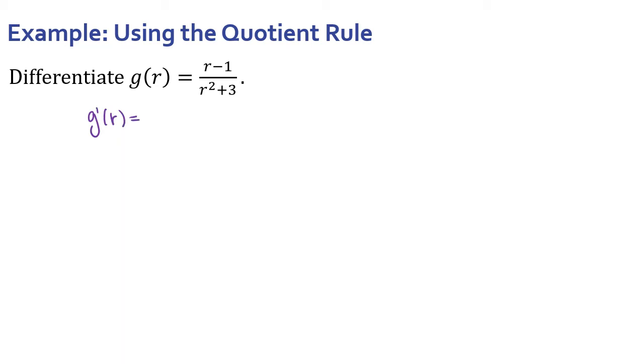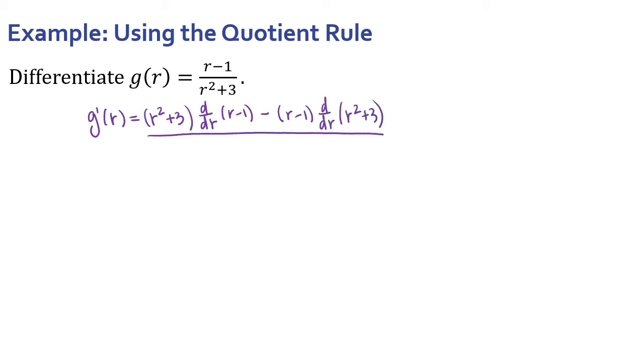so the bottom function times the derivative of the top, and in this case I'm doing it with respect to r because r is that input value, so make sure you're writing d over dr instead of d over dx, and then minus that top function, r minus 1 times the derivative of the bottom, r squared plus 3, and then that's all over that denominator squared.